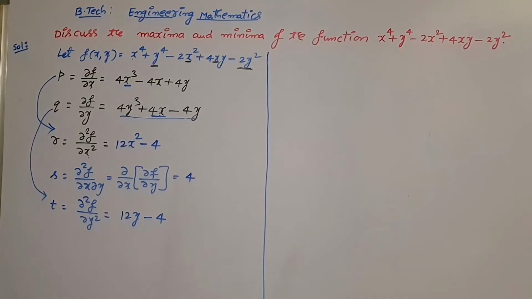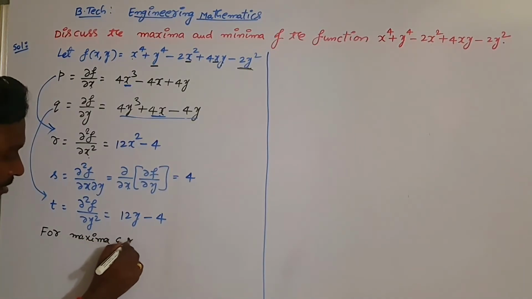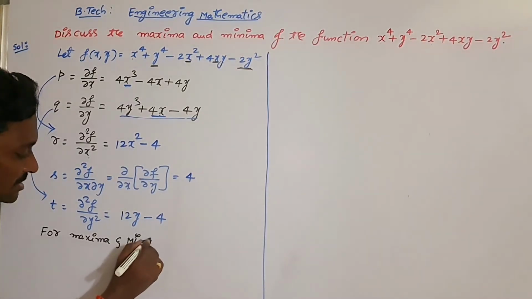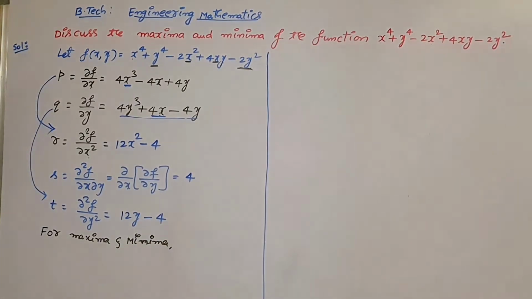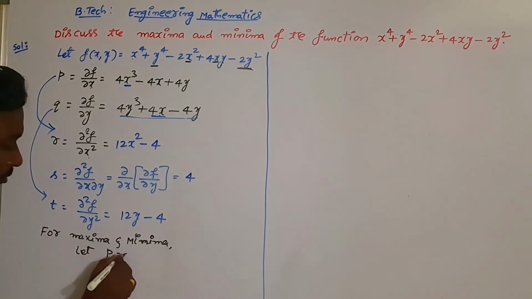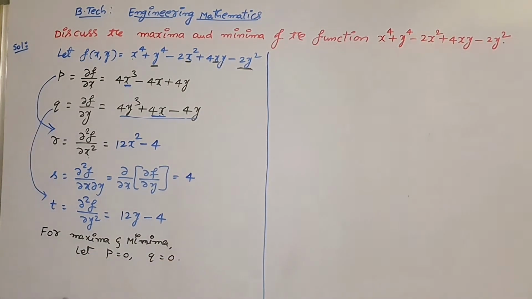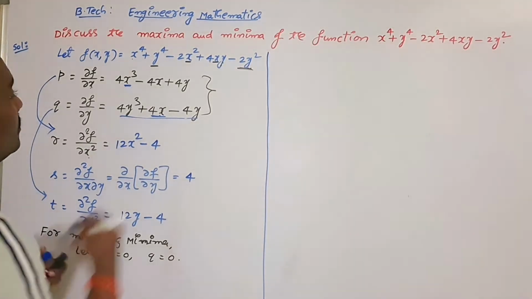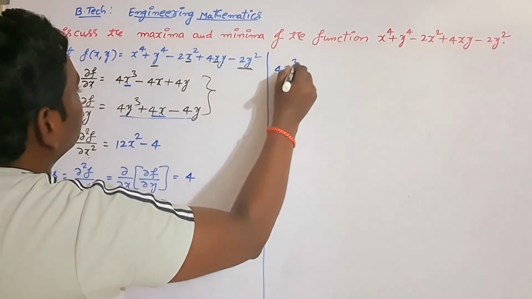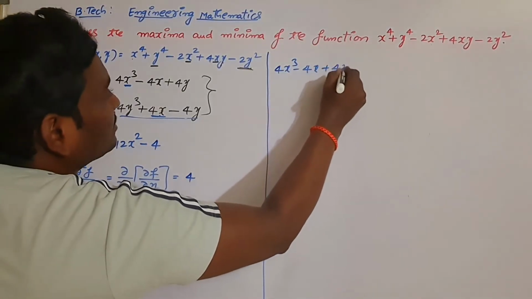Now we have to find out the stationary points. To get the maxima and minima, we should find out the stationary points. At the stationary points, slopes are zero. So p is equal to 0, q is equal to 0. We already know that first order partial derivatives represent the slopes of the tangents at the stationary points. So what is p? I will write this side. What is p? First order partial derivative with respect to x: 4x cube minus 4x plus 4y is equal to 0.